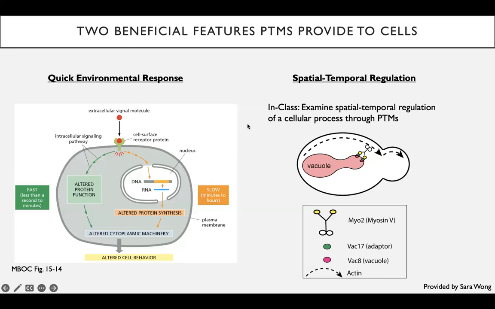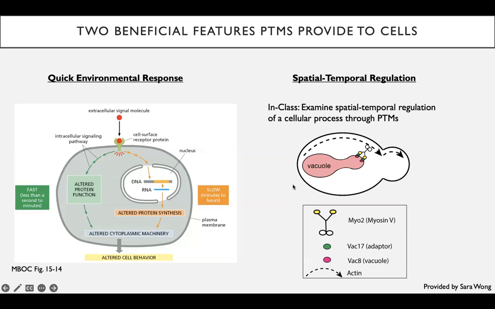The other key beneficial feature is providing spatial and temporal regulation of proteins and of cellular processes. And this was the main feature that I wanted to examine in class and use it as a way that we can look at experimental data and cover how investigators commonly look at how proteins are post-translationally modified and how that might affect a cellular process.